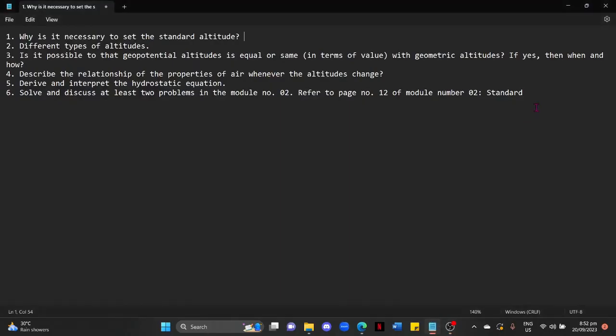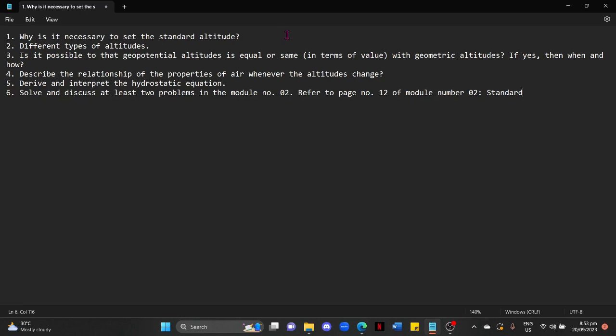So for this video, I will be answering some questions regarding why it is necessary to have a standard altitude, the different types of altitudes, is it possible that the geopotential and geometric altitude are equal, and describe the relationship of the properties of air whenever the altitude changes. And in this video, we will also derive and interpret the hydrostatic equation and give some examples for the overall. So first, why is it necessary to set the standard altitude?